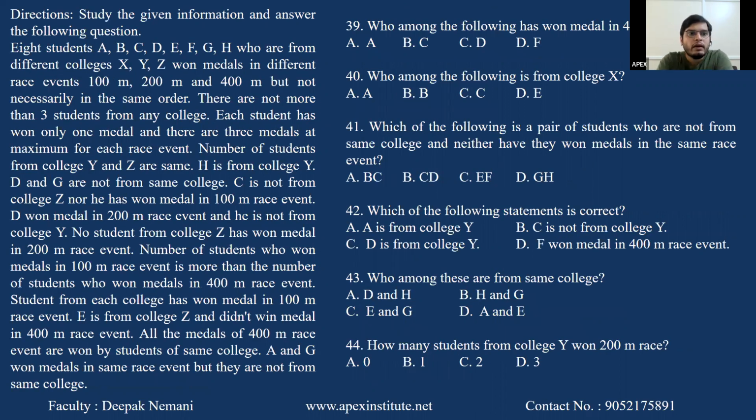So in this set, eight students from different colleges X, Y, Z won medals in different race events, 100 meters, 200 meters, and 400 meters, but not necessarily in the same order. Now there are not more than 3 students from any college. Each student has won one medal, and there are 3 medals at maximum for each race event. The number of students from colleges Y and Z are the same. H is from college Y, D and G are not from the same college.